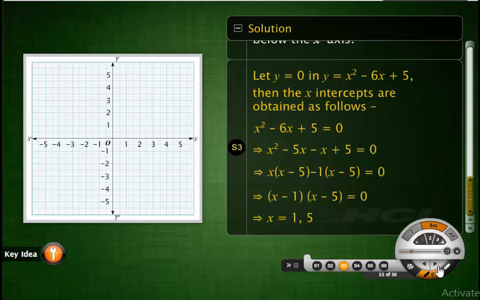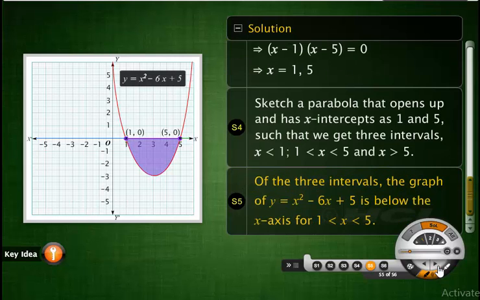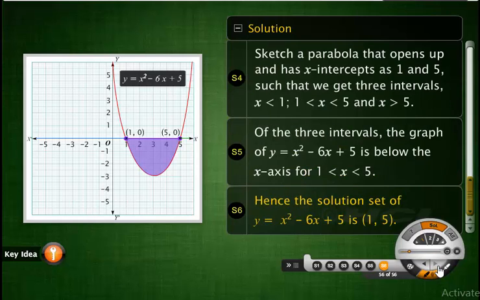Now, take y equals 0 in equation 1 in order to find the x-intercepts where the graph will intersect the x-axis. Now sketch a parabola that opens up and has x-intercepts at 1 and 5. Note that the parabola divides the x-axis into 3 intervals as shown. Observe that the graph of the given inequality is below the x-axis for x lying between 1 and 5. Hence, the solution set of the given inequality x squared minus 6x plus 5 less than 0 is the open interval 1, 5.